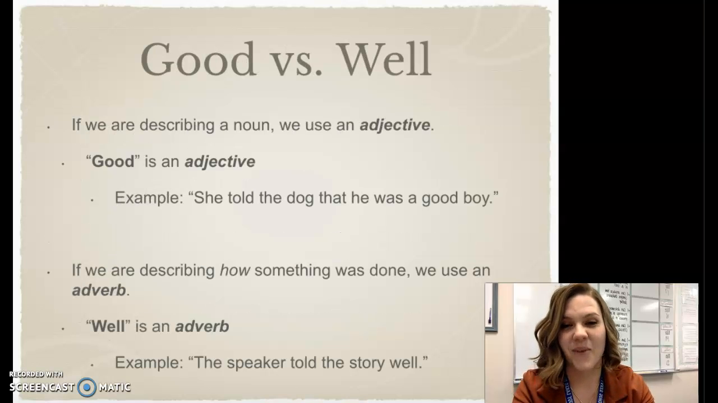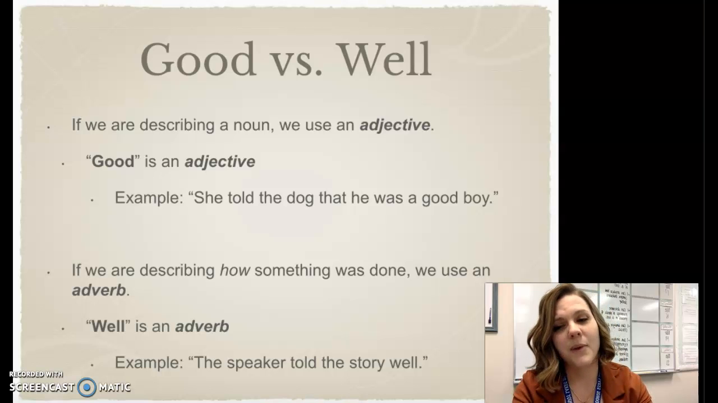The next thing that I want to talk to you about is using the words good versus well. And I put this in here for anyone who's ever been yelled at for saying, "Oh, I'm doing good," and then your teacher says, "No, you're doing well." I'm going to give some reasons for that.